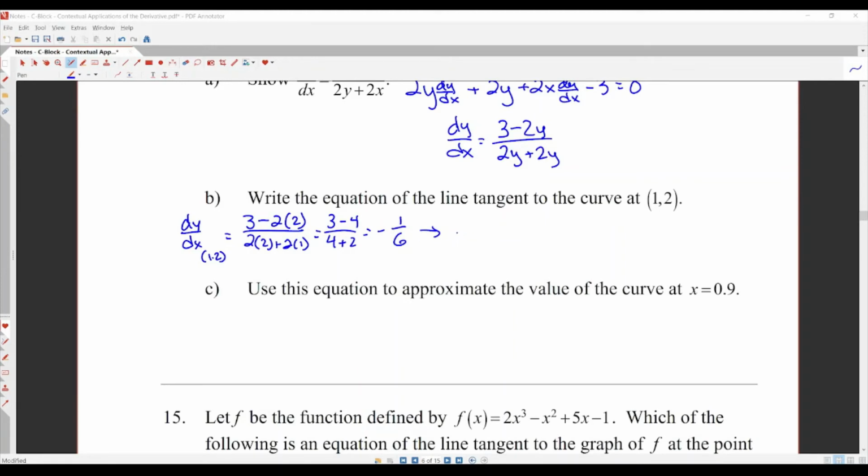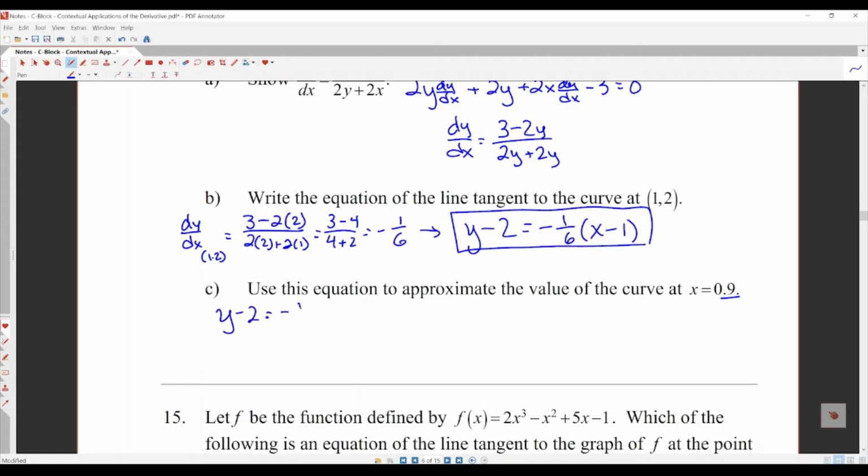And now we go ahead and we write our equation. So y minus 2 equals the slope times x minus 1. And now we're going to plug in 0.9. So I get y minus 2 equals negative 1/6 times 0.9 minus 1.